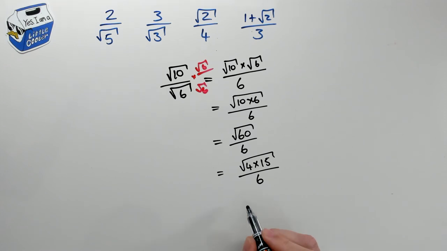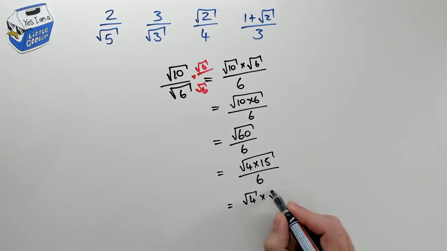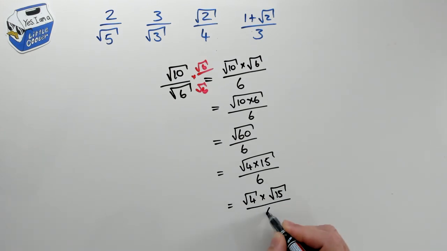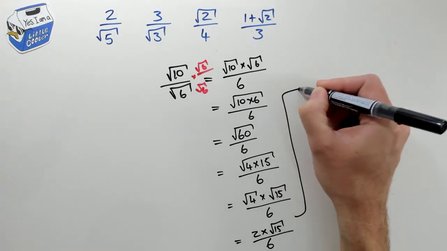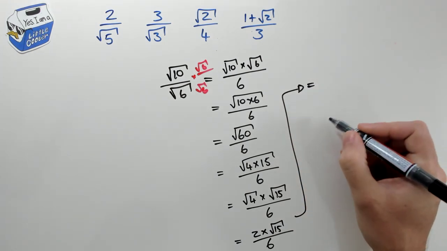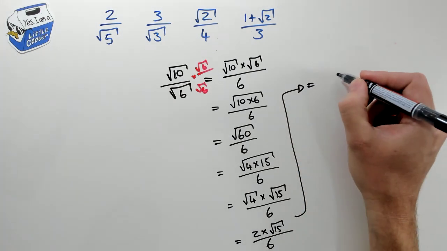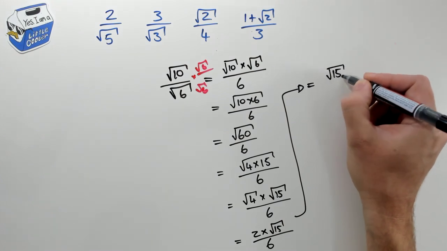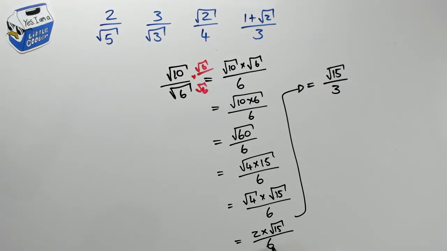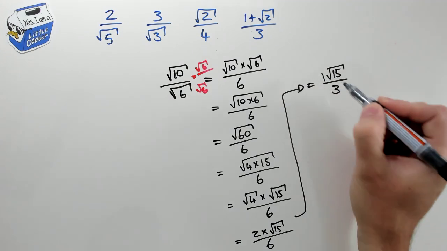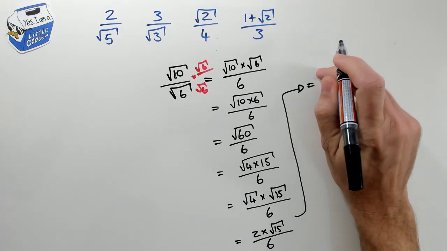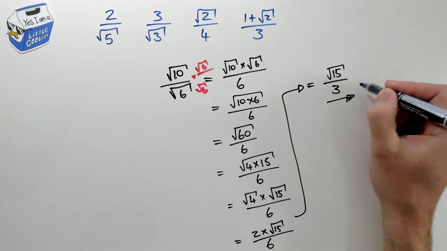And that's going to be over 6. And this is going to be the same as the square root of 4 times the square root of 15 over 6. I'm running out of space here. That's going to be 2 times the square root of 15 over 6. I'm going to carry on here. Very mathematically. Very nice. And the 2 over 6 is just going to be 1 over 3. So basically I'm going to end with the square root of 15 over 3. Because 2 over 6 is the same as 1 over 3. Okay, just take that out. And this is my answer.